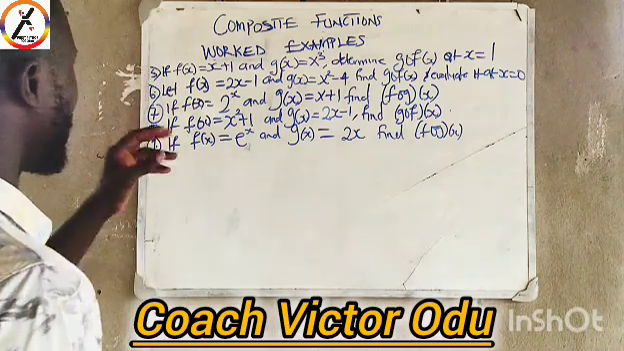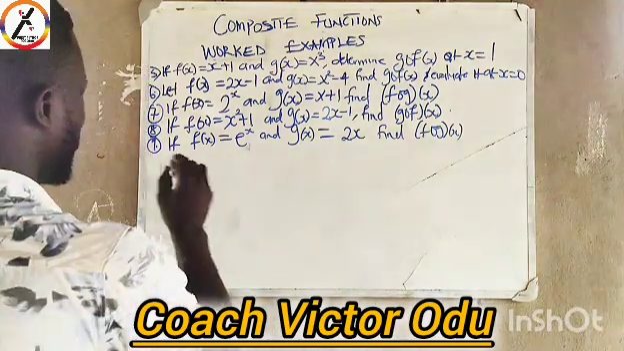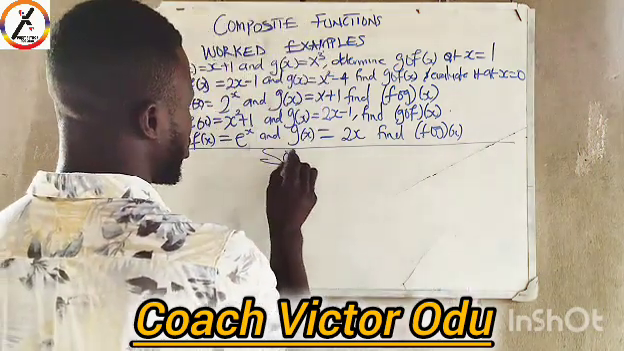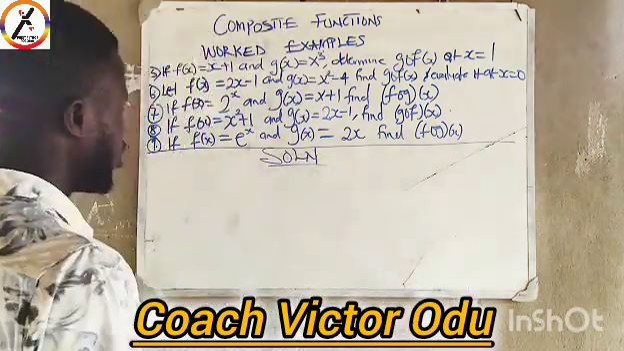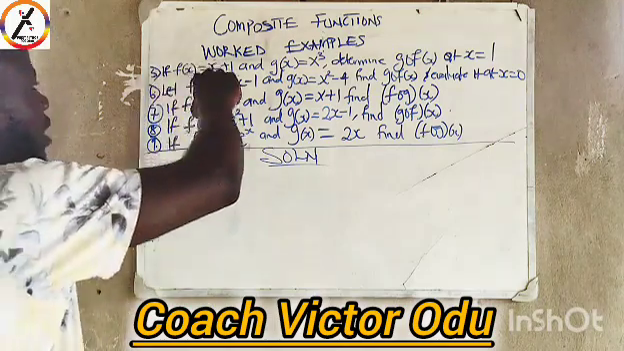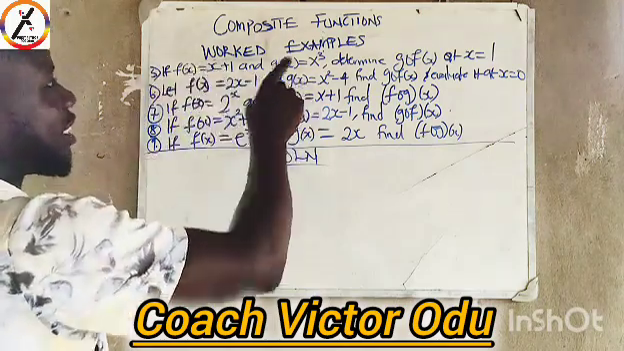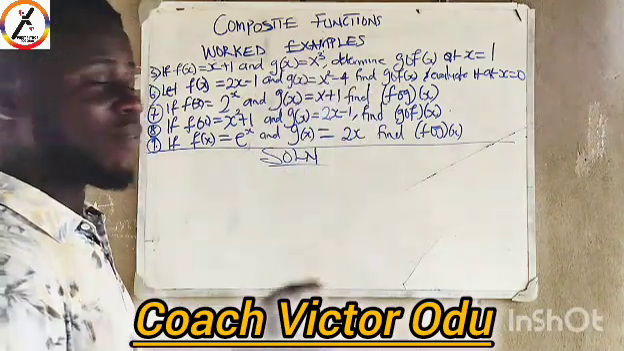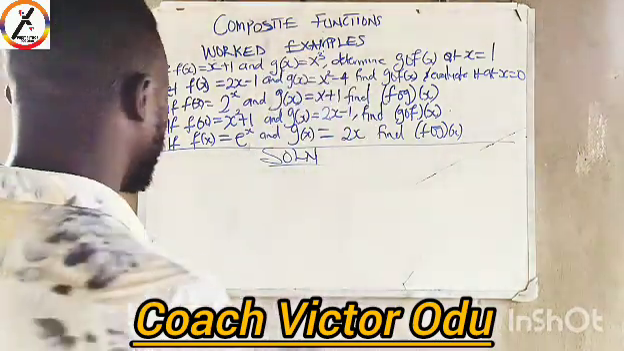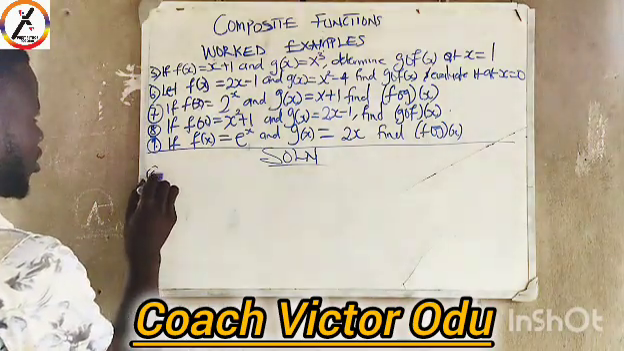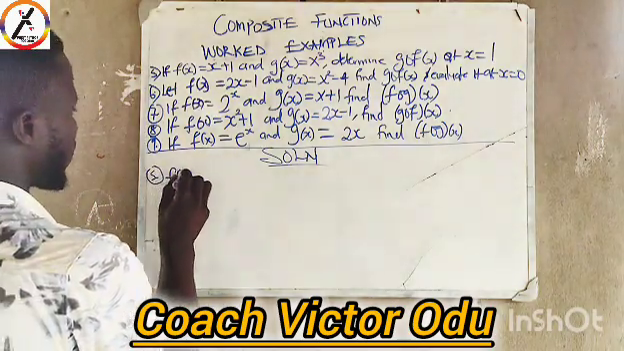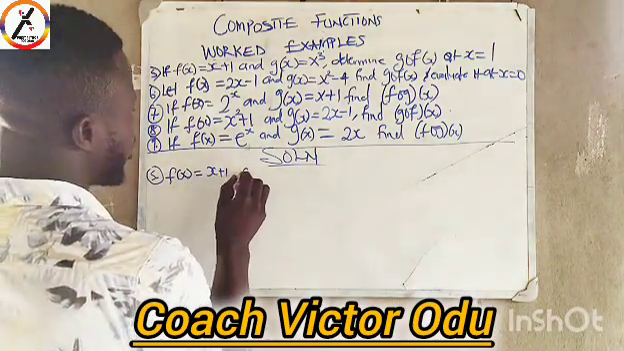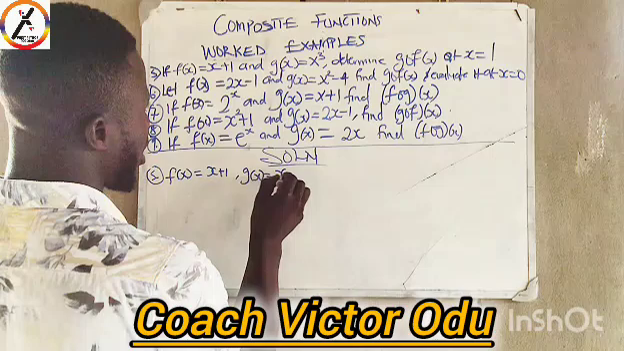So the first question here, let's draw the line again. So we just solve it down here. Okay? So I write my solution. If f of x is x plus 1 and g of x is x cubed, determine g of f of x at x equal to 1. Okay, so we're going to be solving it here. You have that f of x is equal to x plus 1 and g of x is equal to x cubed.